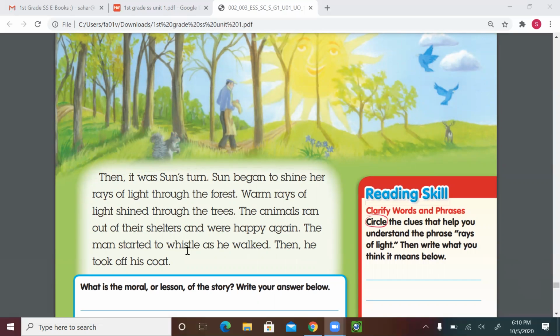The man started to whistle as he walked. Then he took off his coat.